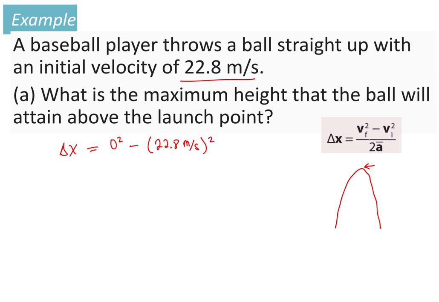I'm going to square that. On the bottom, I have 2 times gravity. Gravity is always negative here, 9.81 meters per second squared, all right? Meters per second squared.